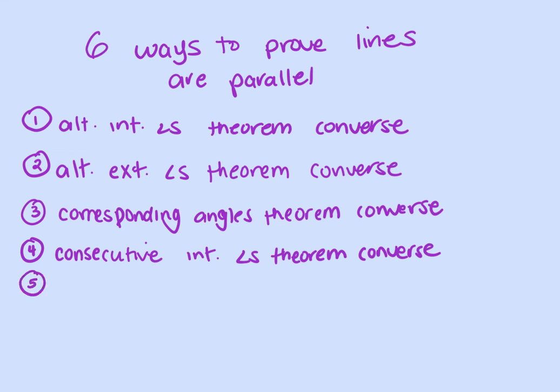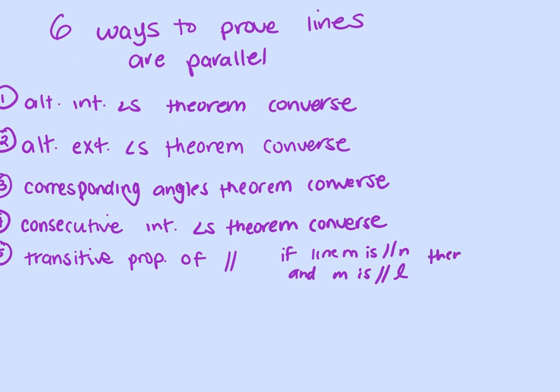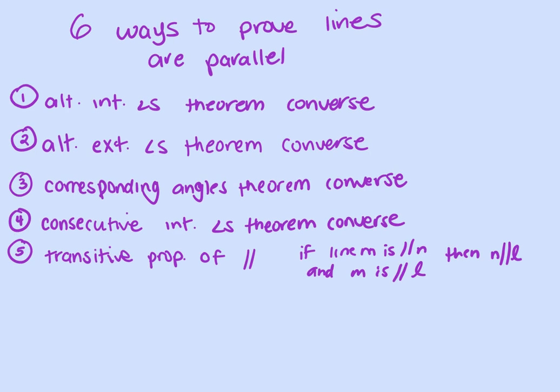Five. The LPV theorem? Not yet. Fifth is the transitive property of parallel lines, which says that if one line is parallel to a second line, so let's just say if line M is parallel to N and M is parallel to L, then N is parallel to L. So if two lines are parallel to the same line, they are parallel to each other. That's the transitive property.